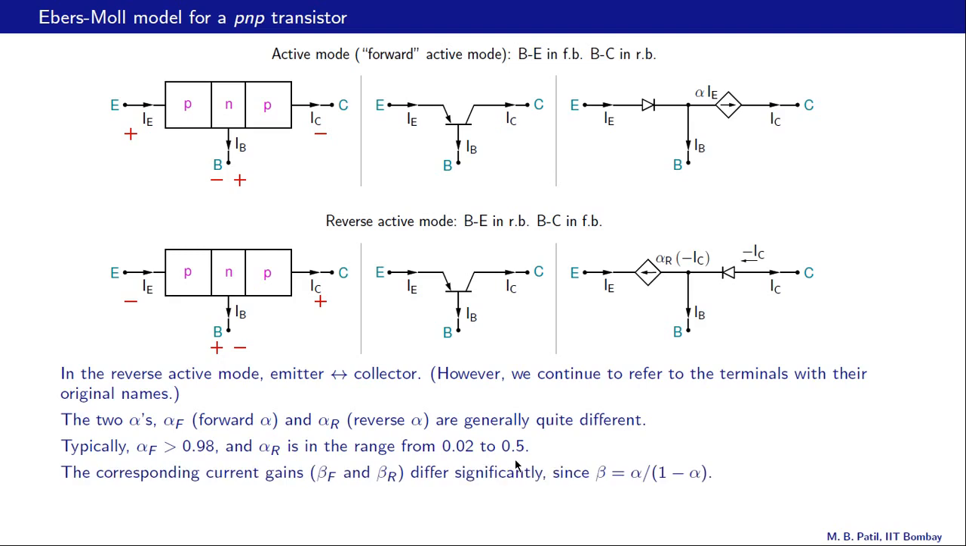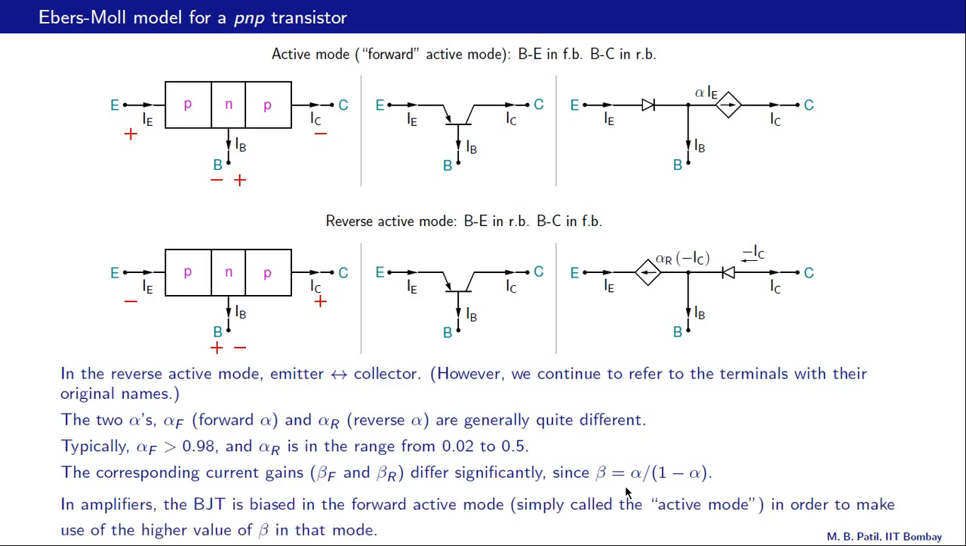And as a result, the corresponding current gains, beta F corresponding to this alpha F, and beta R corresponding to this alpha R, also differ very significantly, since beta is alpha over 1 minus alpha. In amplifiers, we don't normally bother about this reverse active mode, because the reverse beta is so poor. So in amplifiers and many other analog applications, the BJT is biased in the forward active mode, or it is simply called the active mode.